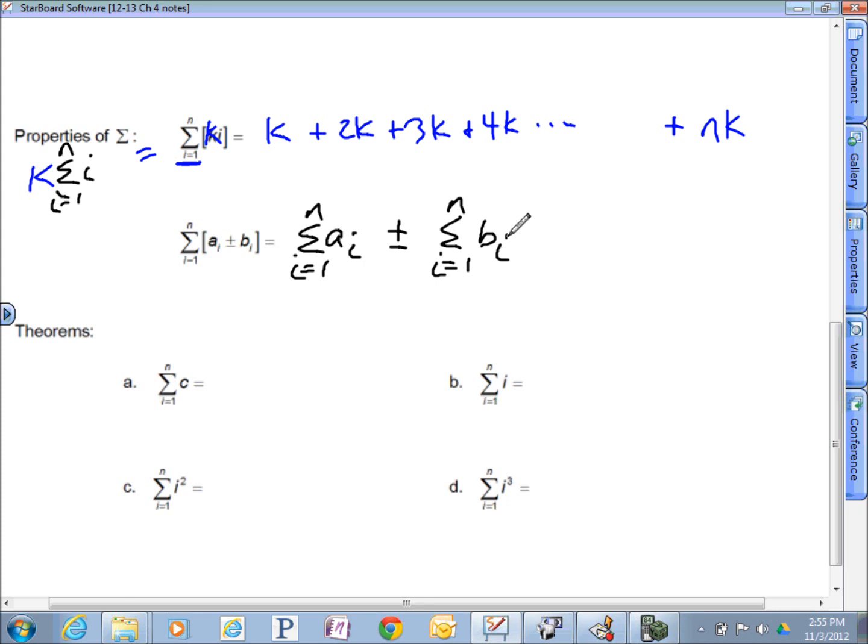Then we get to some theorems here, and these theorems are going to be used to help us work these out when we can't put them in our calculator and we have to deal with some of these numbers. And I'm going to tell you that that's going to happen from time to time. So this first one, let's see, wait a minute.